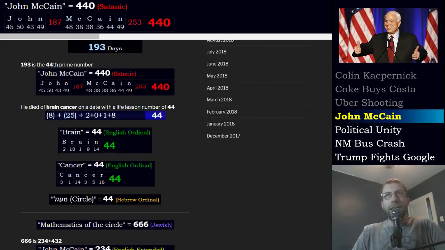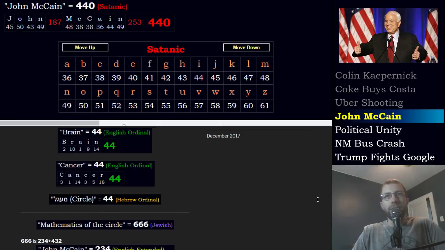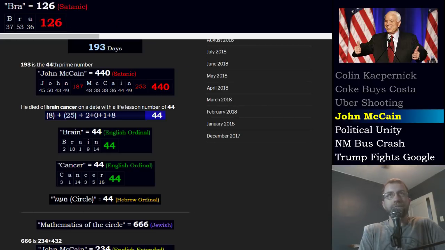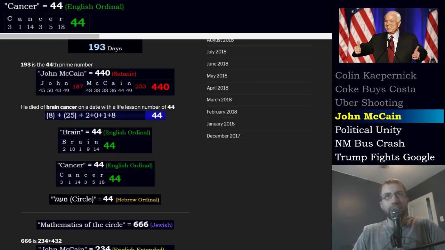In satanic gematria, a cipher built around the number 666, John McCain equals 440. Remember 193, the 44th prime number. The date he died, August 25th, 8 plus 25 plus 2 plus 1 plus 8, equals 44. He died of brain cancer. Both brain and cancer sum to 44.